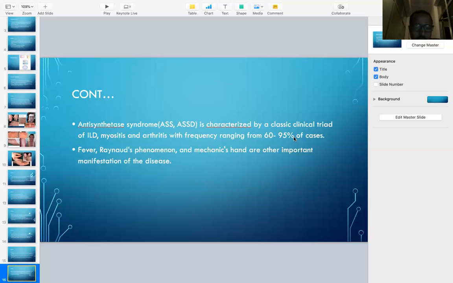The other is anti-synthetase syndrome. The clinical manifestation of anti-synthetase syndrome is a bit different from the others. It's characterized by the classic triad of interstitial lung disease, myositis, and arthritis, with the frequency ranging from 60 to 95% of cases. In addition to the ILD, myositis, and arthritis, patients can have fever, Raynaud's phenomenon, and mechanic's hands, which are important manifestations of the disease. The anti-aminoacyl tRNA synthetase antibodies are very important as a diagnostic clue.